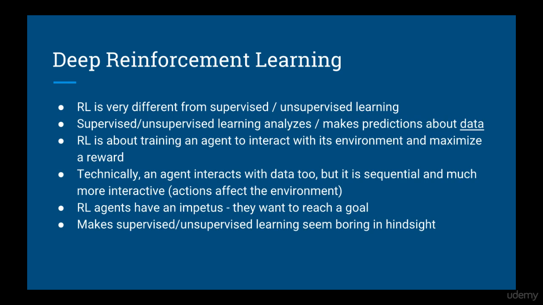Unlike supervised and unsupervised machine learning algorithms, reinforcement learning agents have an impetus. They want to reach a goal. This is such a fascinating perspective. It can even make supervised and unsupervised learning seem boring in hindsight. Why train a neural network to learn about the data in a database when you can train a neural network to interact with the real world?